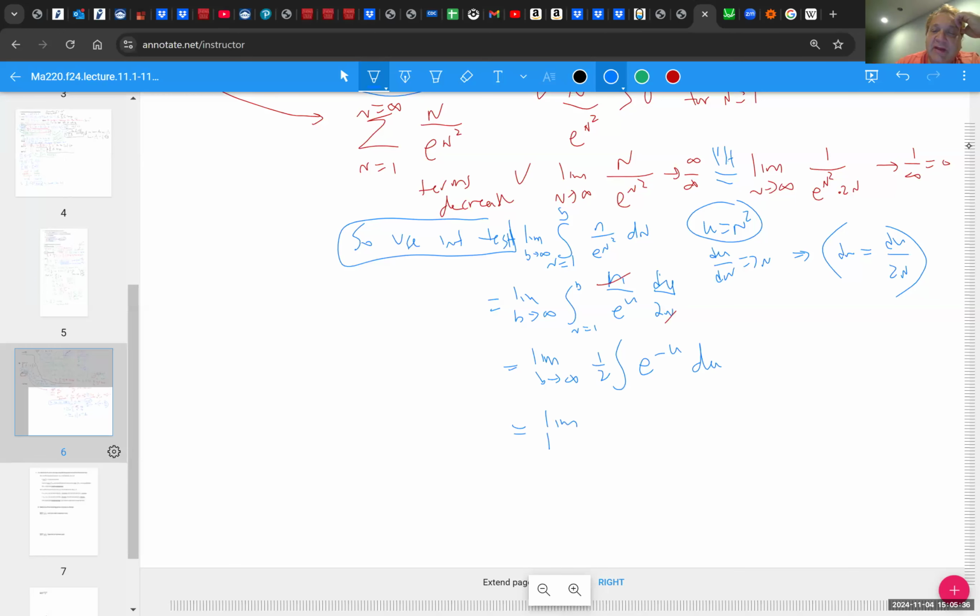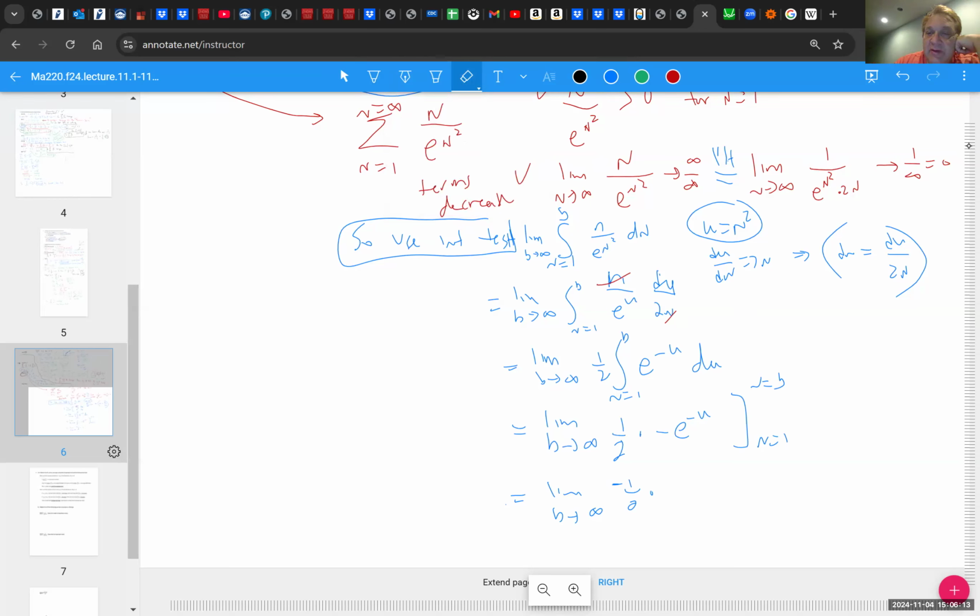So I will leave that to the watcher to fill in the details of the antiderivative of e to the negative u. It is negative e to the negative u. And we do have to plug in these values of n, which is 1 to b. So n equals 1 to n equals b. But I'm just going to put it back in terms of the variable n. So I get 1/2 times negative, I'll put the negative over here just so it looks cleaner and less confusing.